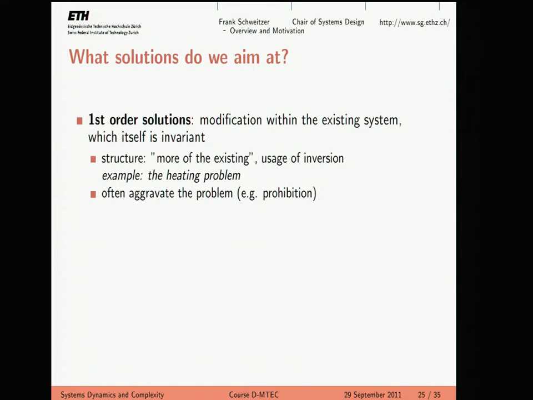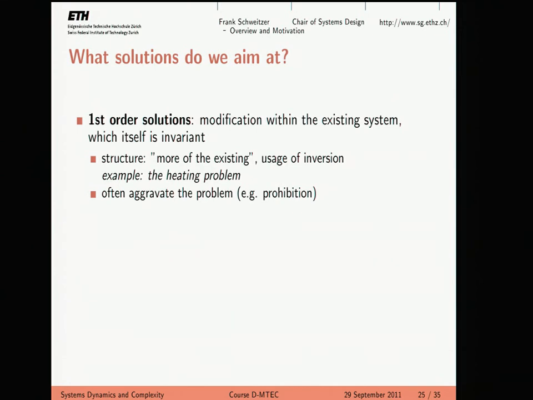We distinguish between the following two types. The first type is first order solution. This is a solution which exists within your system boundaries. So in other words, in more trivial terms, it means do more of the same.